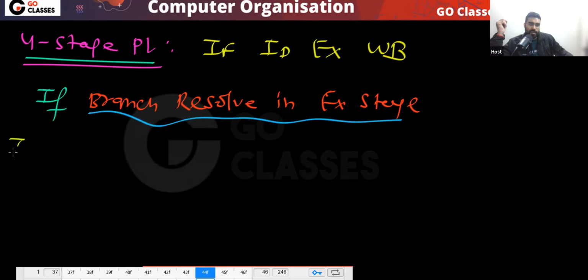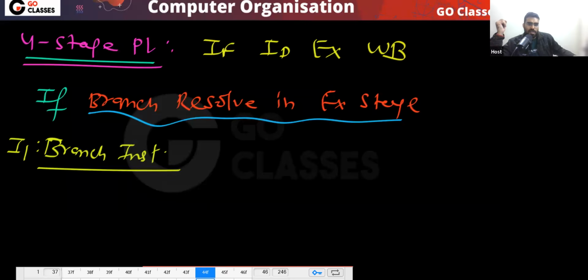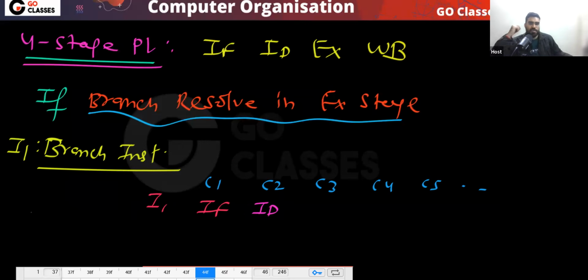See, something like this will happen. Let's assume your instruction I1 is a branch instruction, some jump or branch instruction. Now you can notice the cycles C1, C2, C3, C4, C5, and so on. When you are fetching I1, the branch instruction, at this point of time you don't know it is a branch instruction. Then you are decoding, and in the decode stage you know that it is a branch instruction, correct? Yes or no?